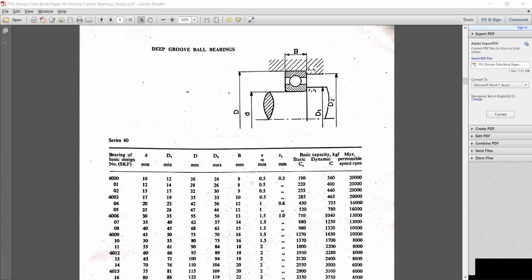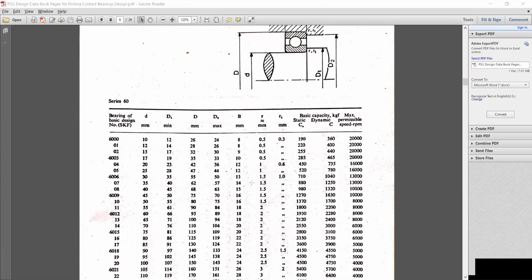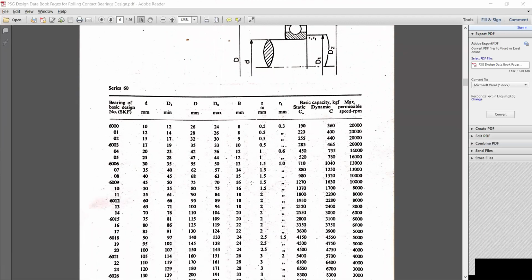Okay, so we'll just look at the deep groove ball bearing catalog, series number 60. Here the four digit designations are given. As we know, the last two digits give the value of the diameter. So 00 is 10, 01 is 12, 02 is 15, 03 is 17, and from 04 onwards we need to multiply by 5 to get the value of the diameter. So 4 multiplied by 5 gives a diameter of 20. Similarly for 05, it is 25, and so on. So you can find the actual diameter values based on the last two digits.